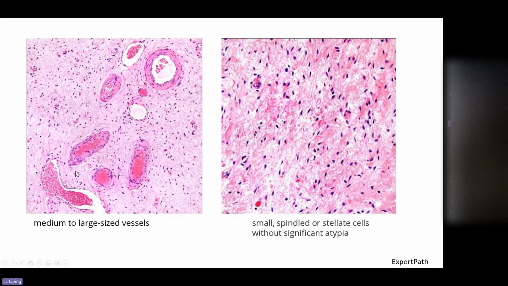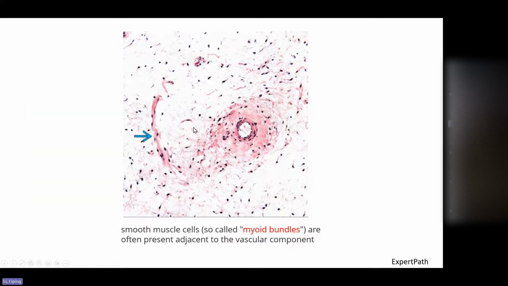So here we can see these medium to large size vessels, and they have this characteristic nice thick wall. Then these are the tumor cells. They are small spindle stellate cells without significant atypia, so they look really bland. Then this is a kind of specific feature for this entity, even though in other entities we can also see this. But when you see this, you should think of this diagnosis.